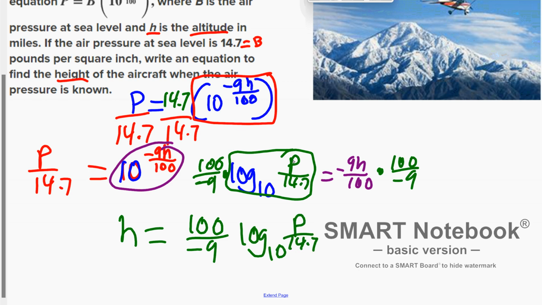So if I was solving this and I had a P to plug in, I would take that P divided by 14.7 and then take the log base 10 of that and then multiply by 100 over negative 9.